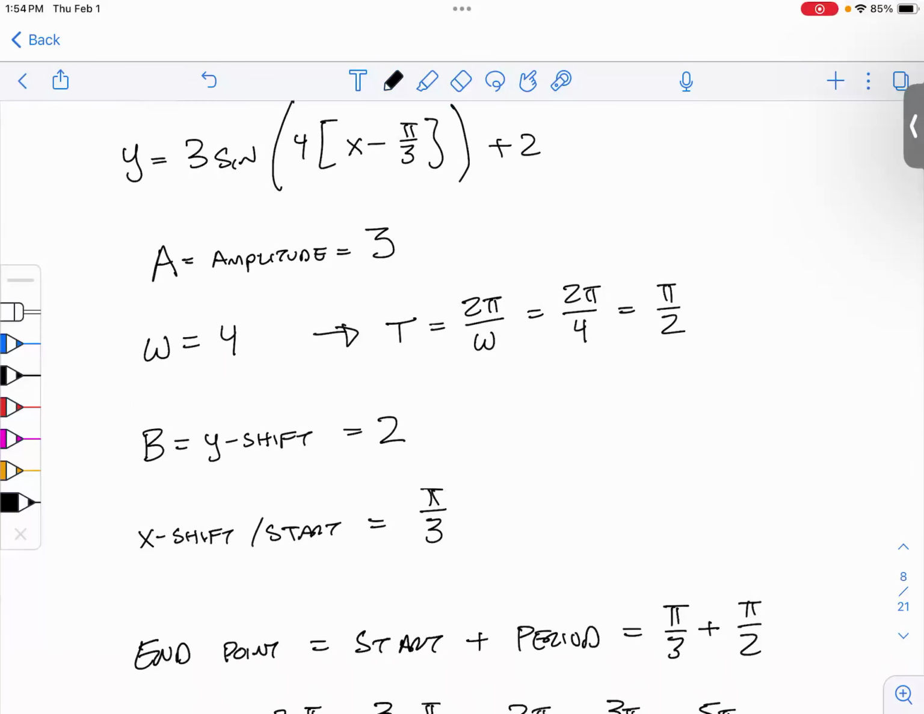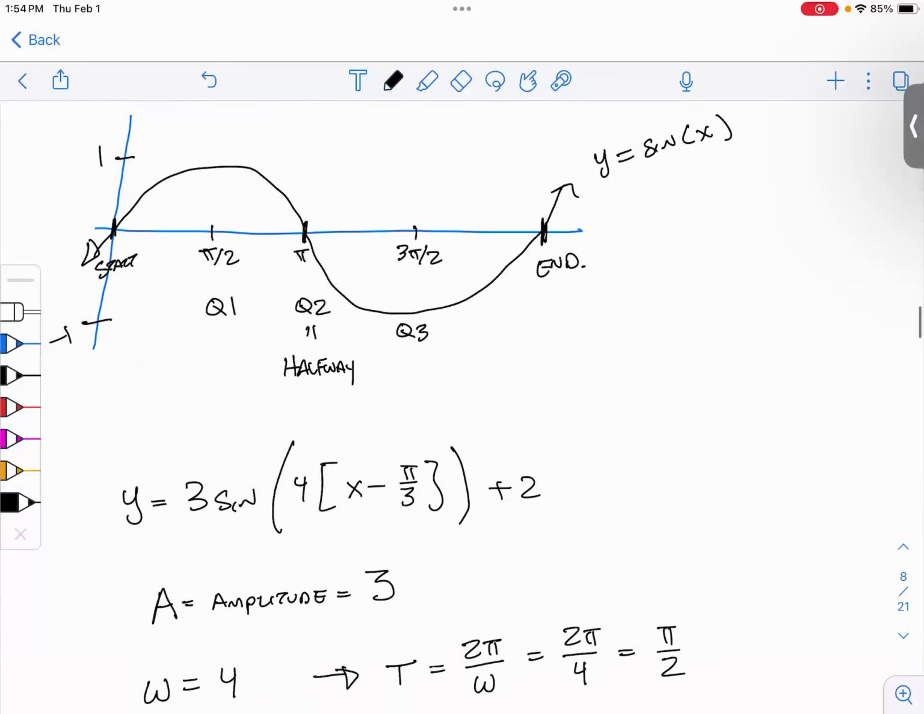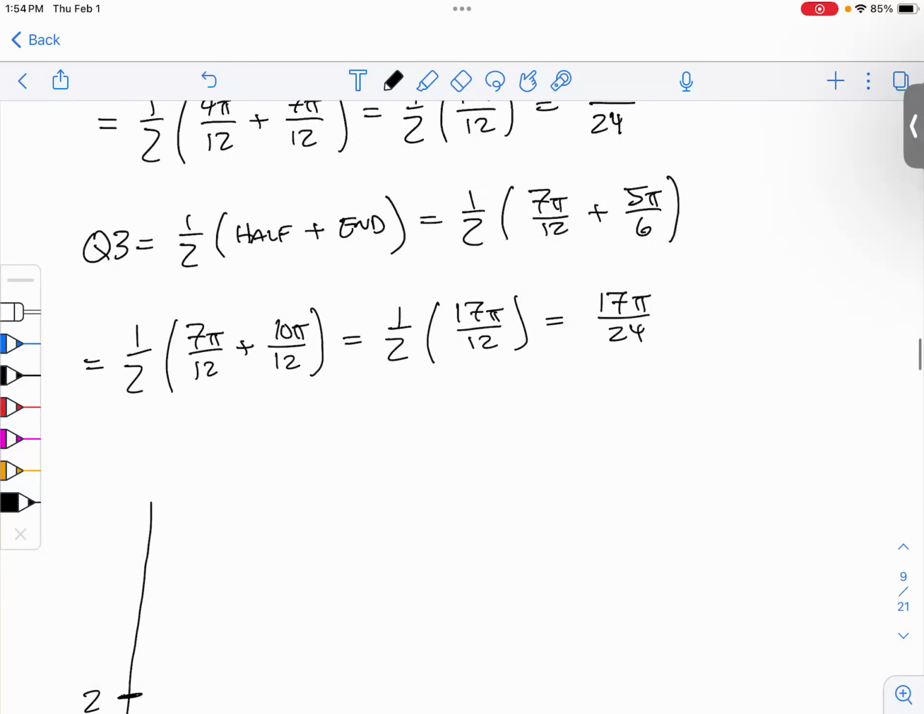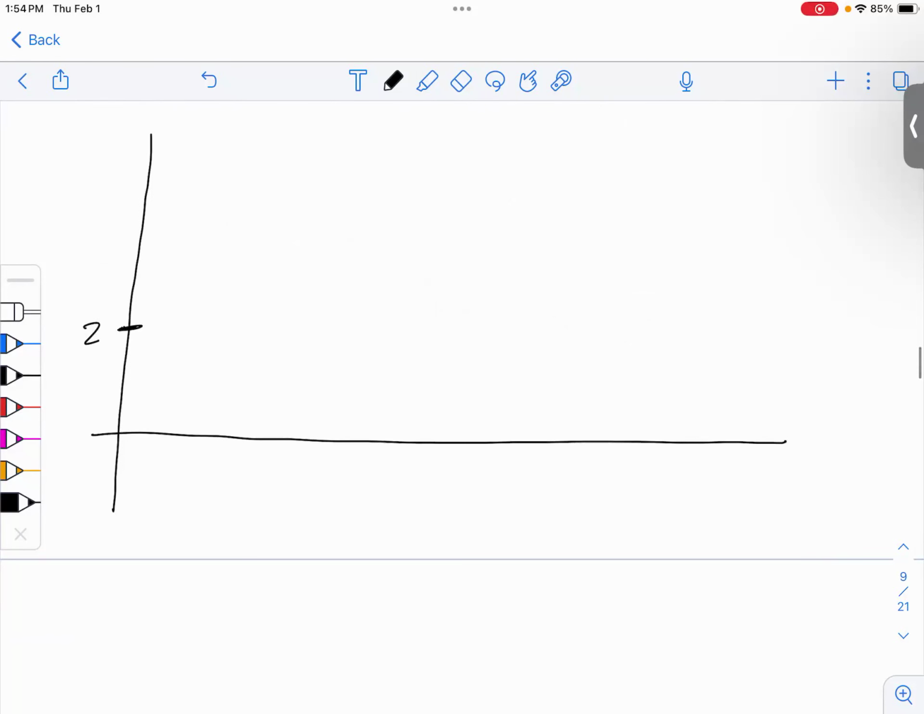All right, additionally, the best place to start is our first point. So our start point is pi over 3, whereas our typical start point is 0, 0. But now that moves out to pi over 3, and is moving up 2. So I have that as my actual starting value.